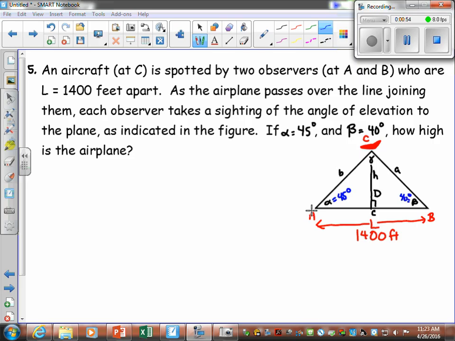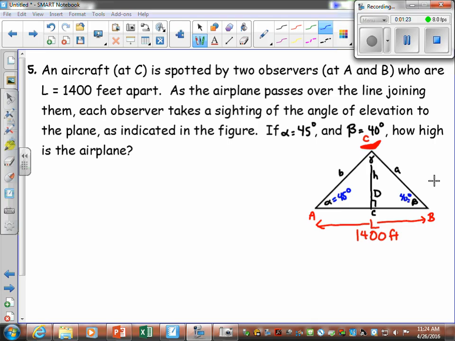So angle ADC and also triangle BDC, they're both right triangles. So our goal, first of all, is to find H. Since they're right triangles, we could say sine of alpha is opposite over hypotenuse, right? So sine of alpha is H over B. Or we could even say sine of beta is H over A.